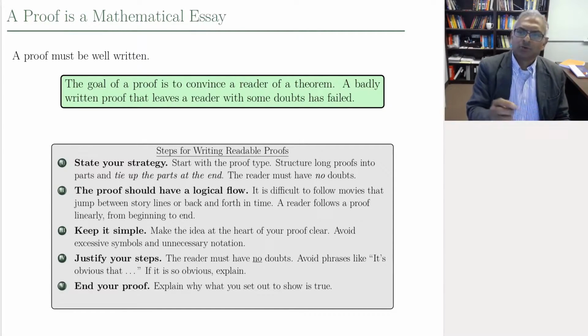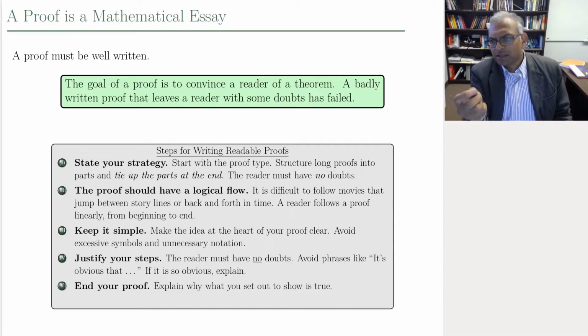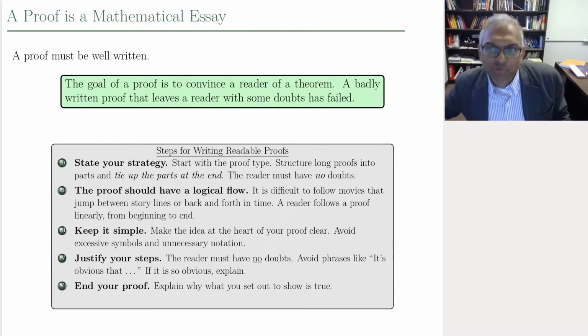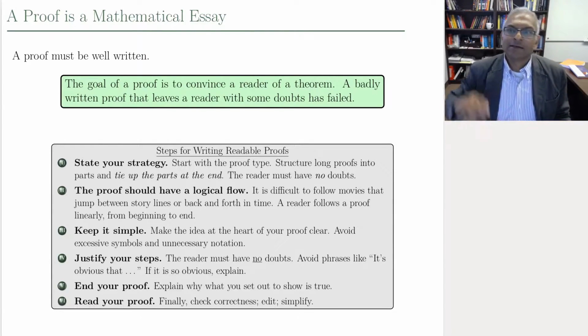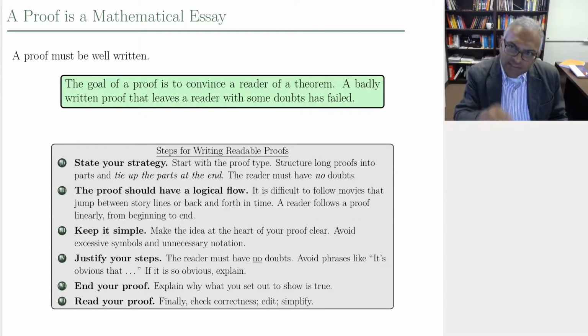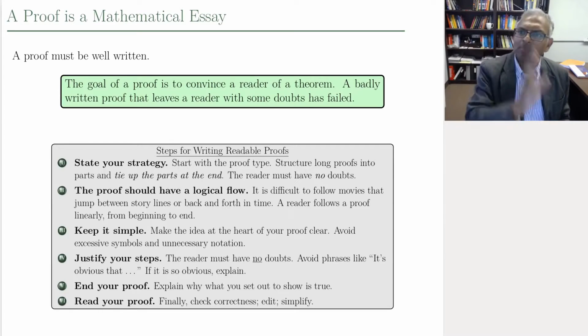And in your proof, if it's a direct proof, you assume P. Now you need to prove that Q is true. So you say, and so we have proved that Q is true, concluding the proof. And last step, but very important: read your proof, check it for correctness, edit it, simplify if possible.